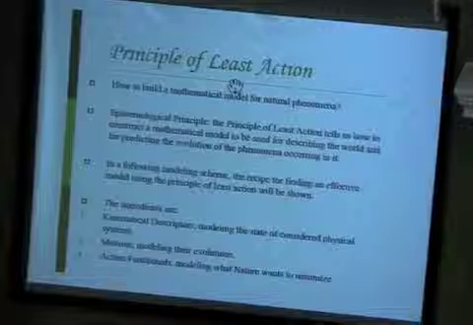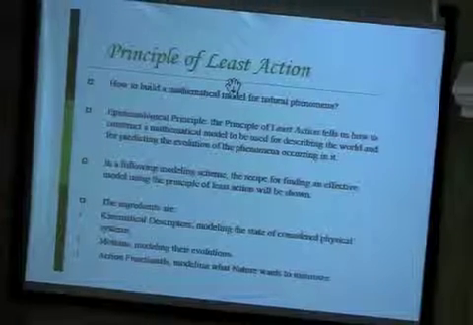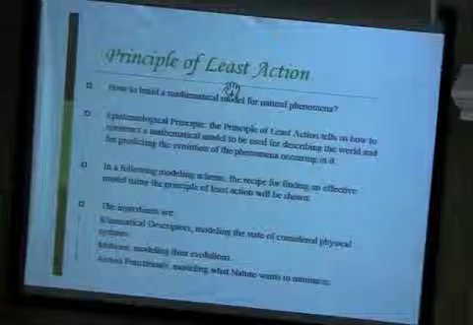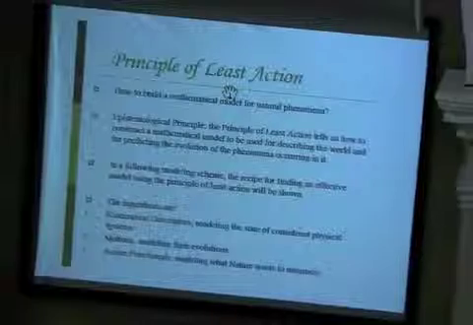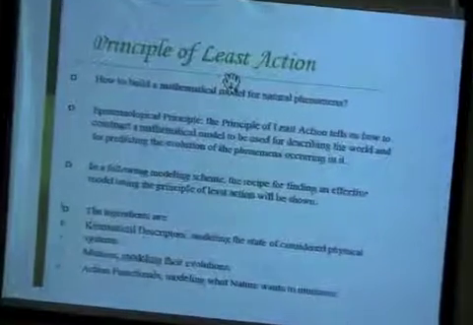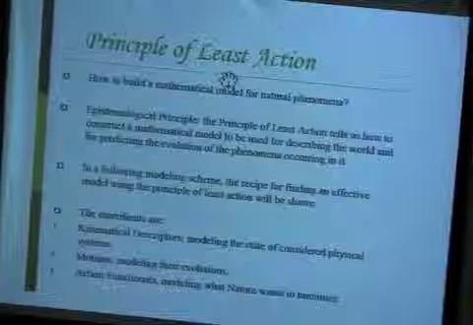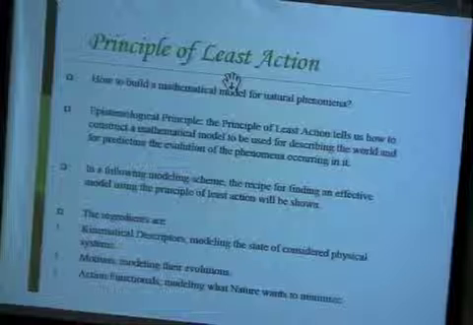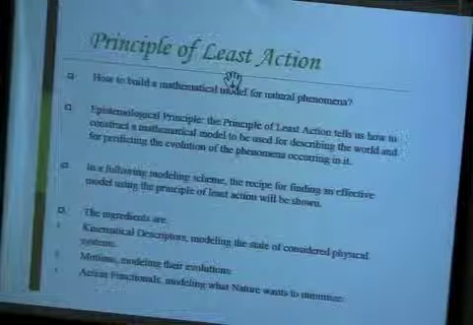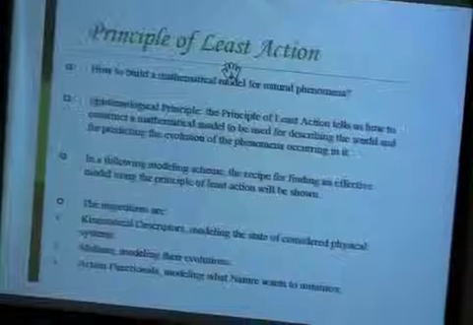Now, the problem is the following. I have some kinematical descriptors. I have the time variation of these kinematical descriptors, which we call motions. We postulate some action functional, and we assume that nature wants to minimize this action. Now, why is it very wise to use this approach?